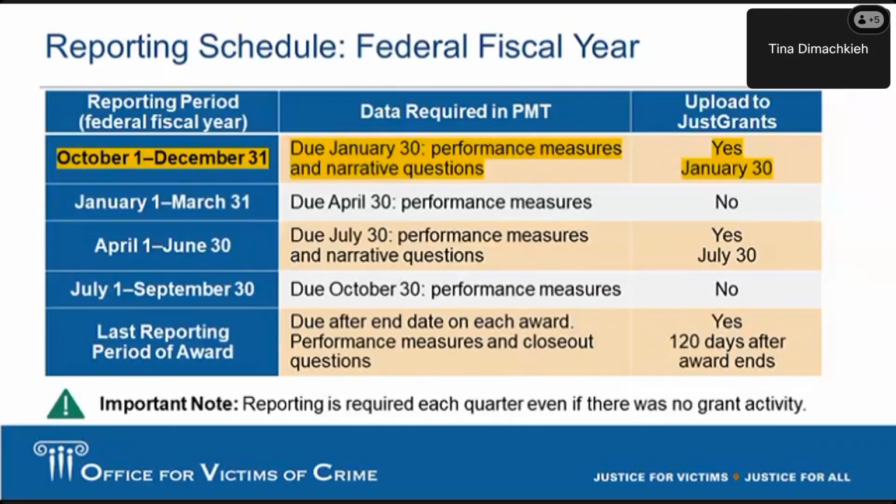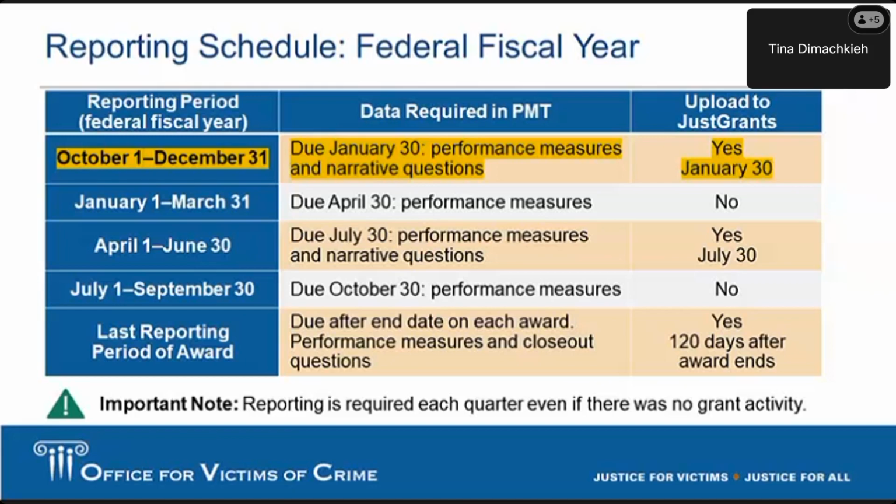Here is our reporting schedule. The OVC Performance Management Team follows the federal fiscal year, which starts on October 1st and ends on September 30th and has 4 different quarters for reporting. As you see on the screen here, every 3 months, a quarter closes. So October 1st to December 1st is 1 quarter, and grantees are required to complete their performance measure reporting by January 30. At the close of a quarter, grantees will have 30 days to complete reporting.